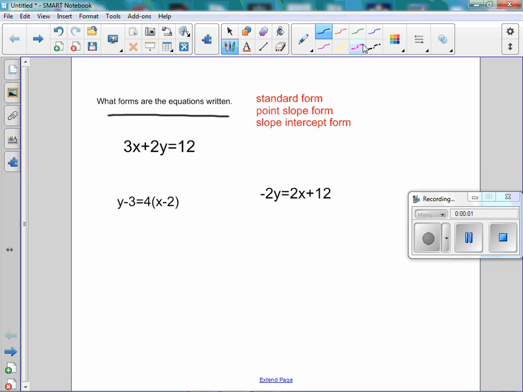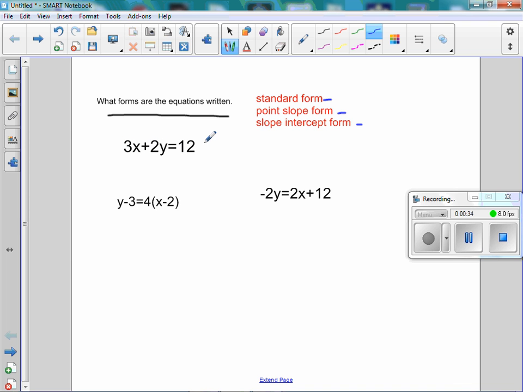Okay, on the test, you will have to know what forms the equations are written. So, you remember standard form is in the form of ax plus by is c. Point slope form, remember the point slope formula: y minus y1 equals m times x minus x1. And of course, the slope-intercept form is the same as y equals form, which is y equals mx plus b.